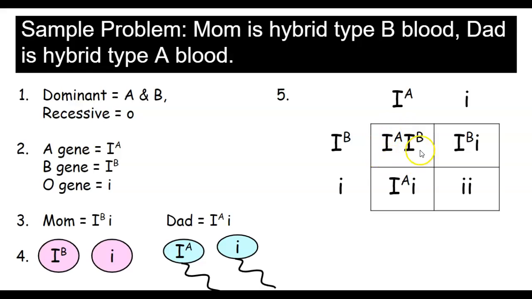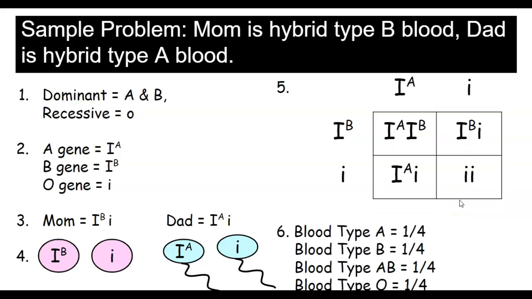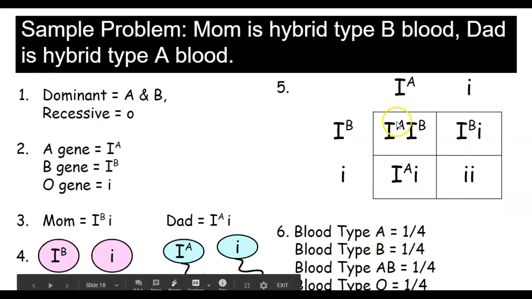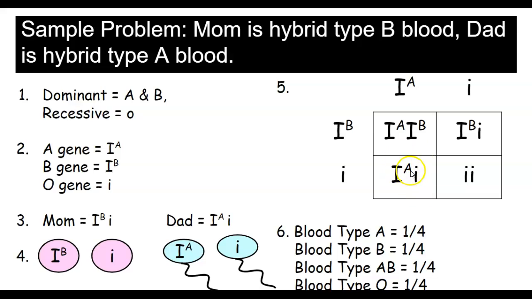If I have IA, IB, what blood type is this gonna be if I have an A and a B? It's gonna be AB. What about this one? If I have a B and a little i, remember the little i is recessive, so we can just ignore that. What blood type is this gonna be? This is gonna be B. What about this one where it's IAi? This is gonna be A. What about this one that's all recessive? This is gonna be O. So here are our blood types. So A is 1 out of 4, B is 1 out of 4, AB is 1 out of 4, and O is 1 out of 4.